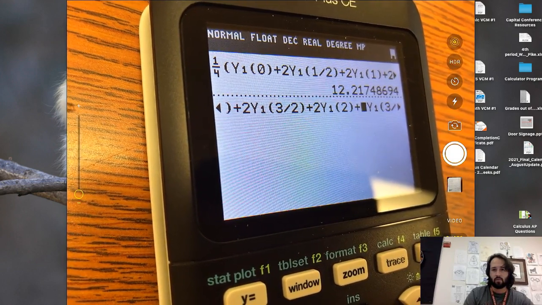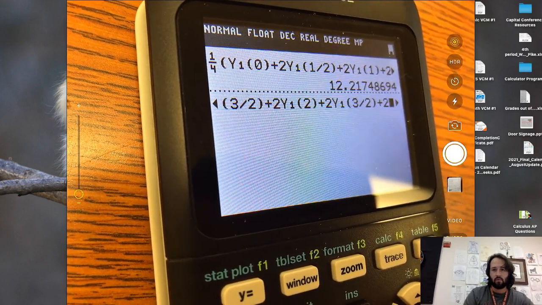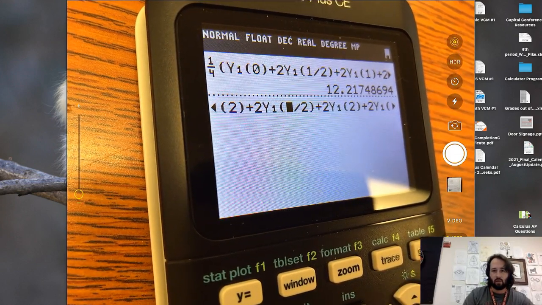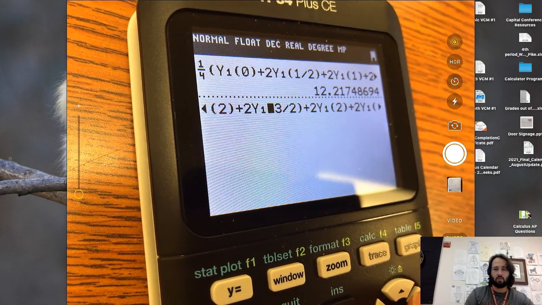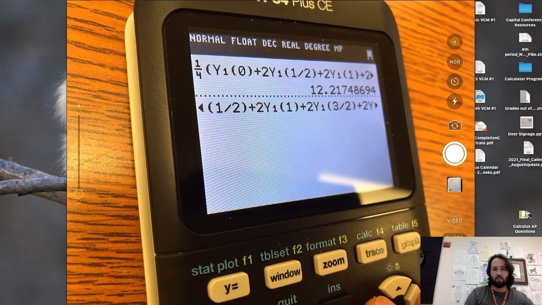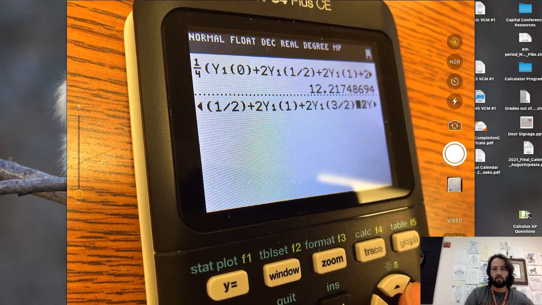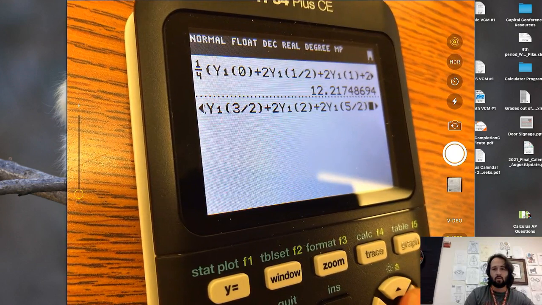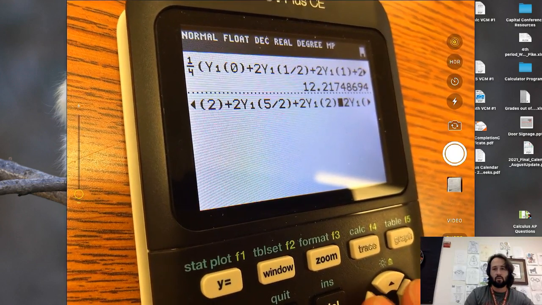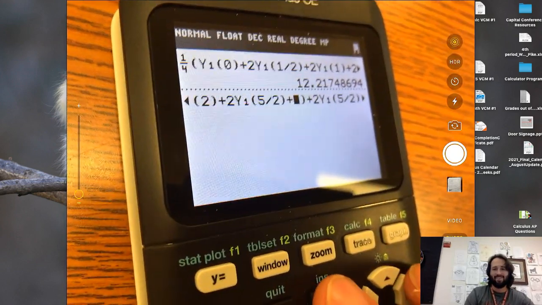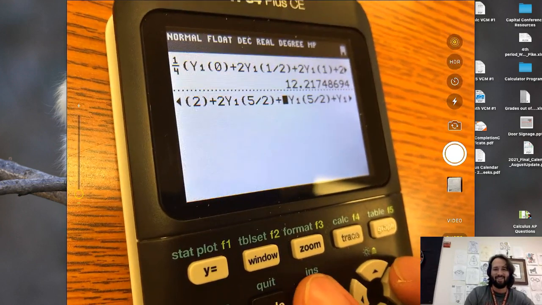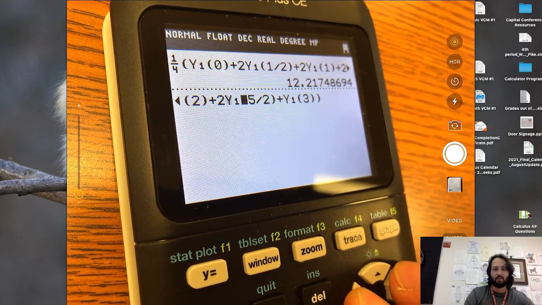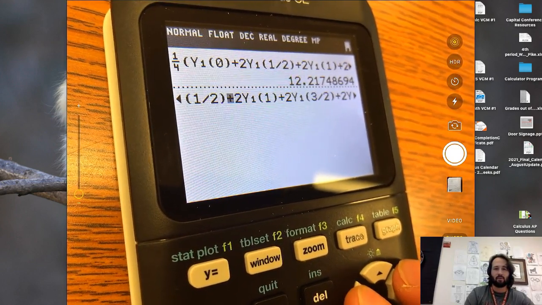Oh my goodness. Why is that a 3 and not a 5? That's just all wrong. 3 halves, 2, 2. That should be 5 halves. Oh no, I did it again. Oh, I must have gotten mixed up or something. Okay, let's verify. That first one is wrong.